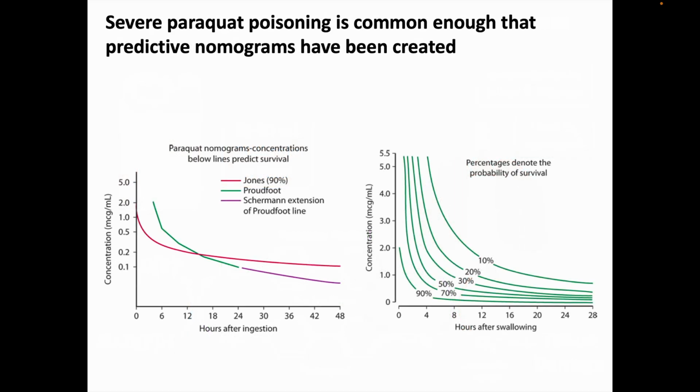Of the dangerous herbicides, severe paraquat poisoning is, unfortunately, common enough that nomograms have been developed to predict who might develop fatal toxicity. This isn't something that comes up often, and I don't expect you to memorize anything here, but the general principles of a nomogram, as we've learned with, say, the Rumack-Matthew nomogram, apply here too. The higher the paraquat level, the later after exposure, the worse the patient is expected to do.